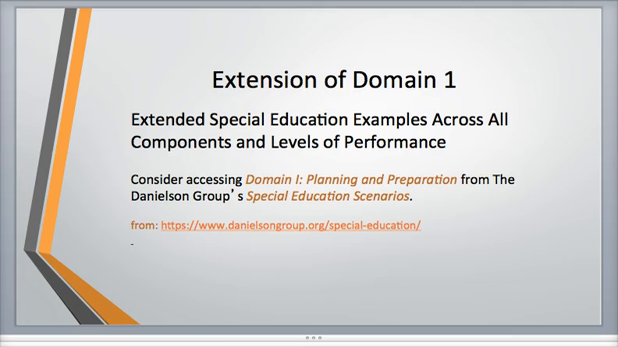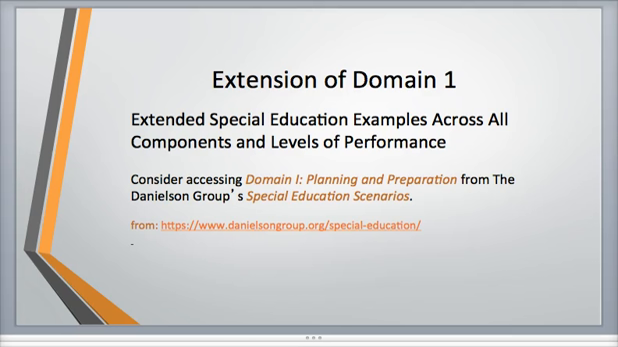Now, let's consider more closely teachers who work with children with disabilities. Maryland special educators, too, are evaluated using the same Danielson domains. To support the professional practice of those working with students with disabilities, the Danielson Group has crafted a set of scenarios, extended examples of practice for each component across all 4 levels of performance.